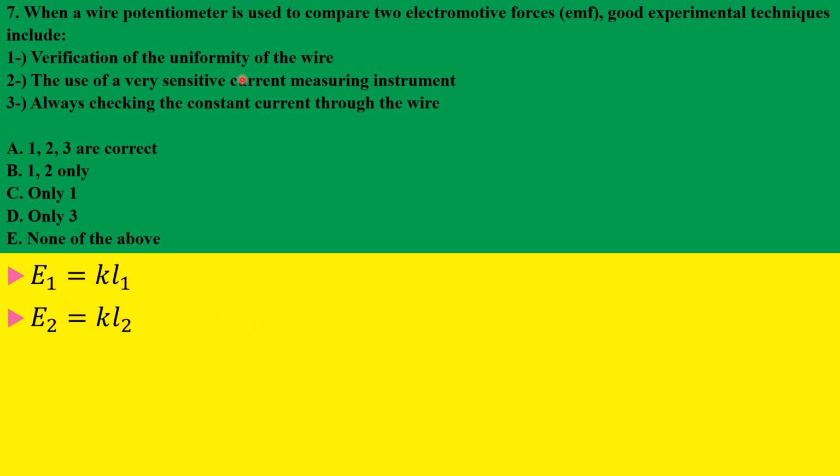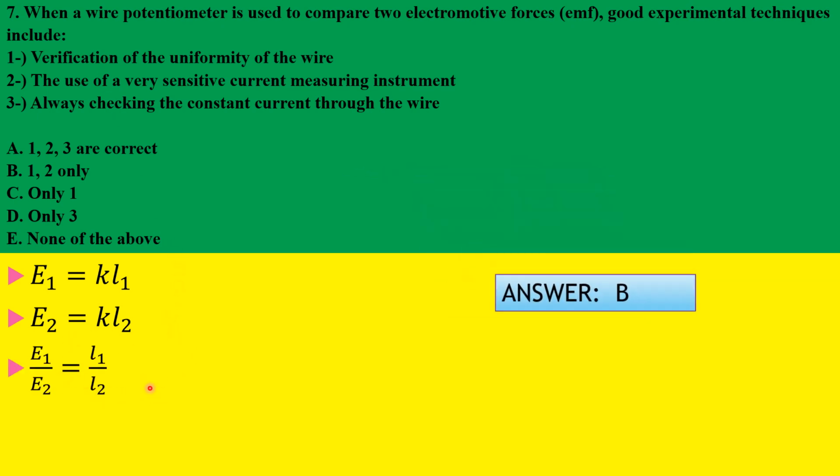So it's very important that the wire is uniform, because if the wire is not uniform, at areas where the cross-section is smaller, the electrical resistance at that particular point is higher, and of course that destabilizes the potential gradient across that wire. So that's very important. So options 1 and 2 are quite important. That's how we compare. So our answer is B here.